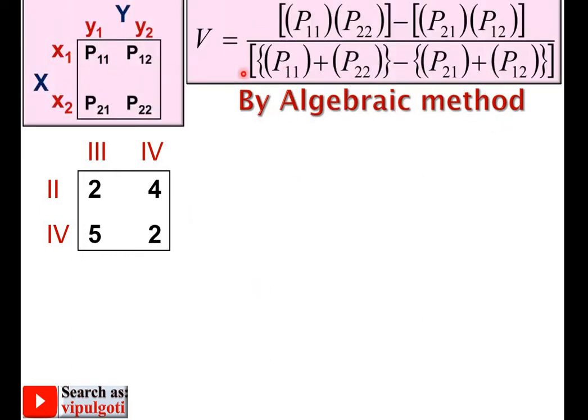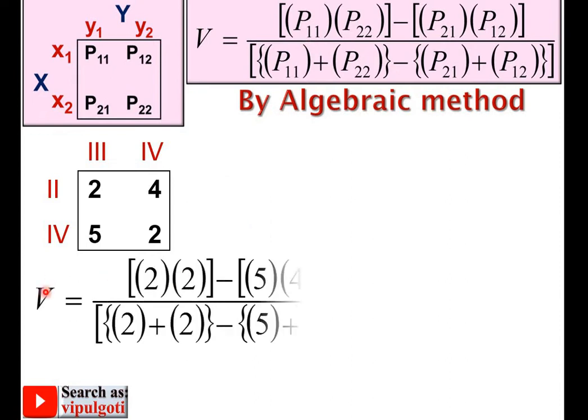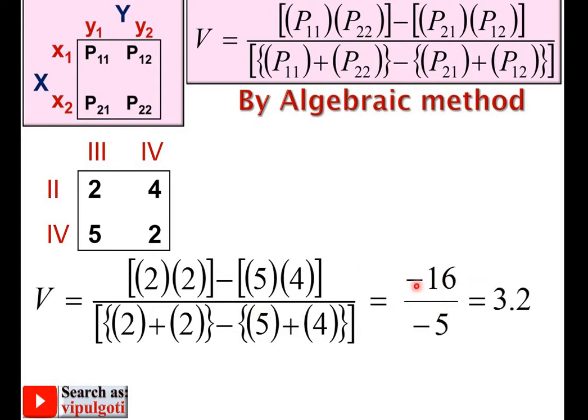So earlier we have seen this is the formula to find the value of game. So according to this formula, first I can find the value of game, that is multiplication of these two minus multiplication of these two, divided by sum of these two minus, as it is, sum of these two. So if you simplify, then you will get value of game as 3.2. So this is your first answer, value of game.